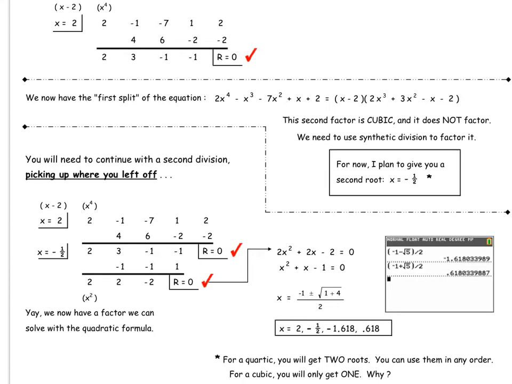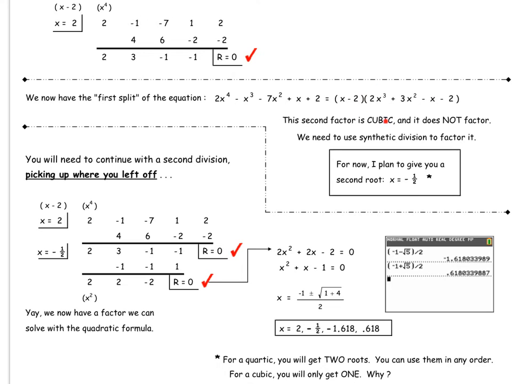I showed you over here how you could show that the original equation was now factored into an x minus 2 factor and a cubic factor, but because of the numbers in the cubic, we can't factor this either. So I plan to give you a second root for now until we learn how to find the roots ourselves, and the second root happens to be x equals negative 1/2. So again, you have to pick up where you left off. Please remember that. After I use x equals 2 and get down to the cubic level, I won't get to the x squared level unless I use x equals negative 1/2 to factor the remaining factor.